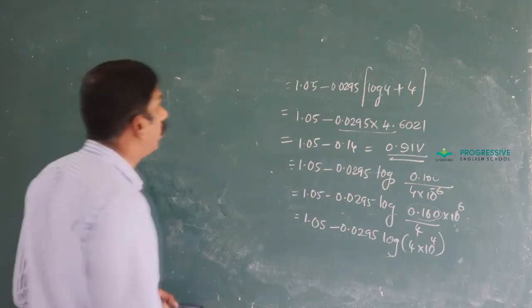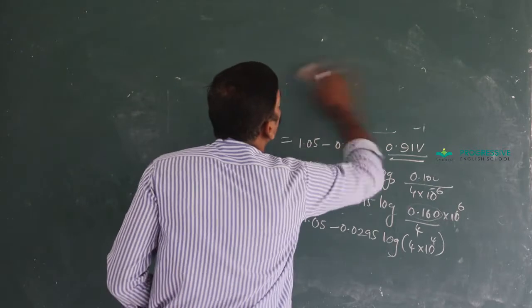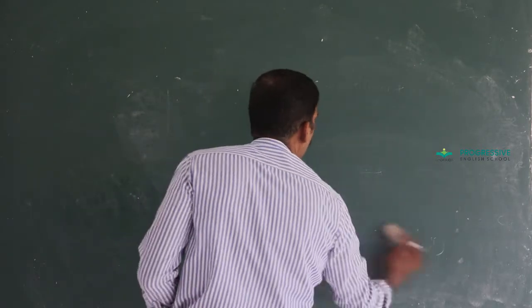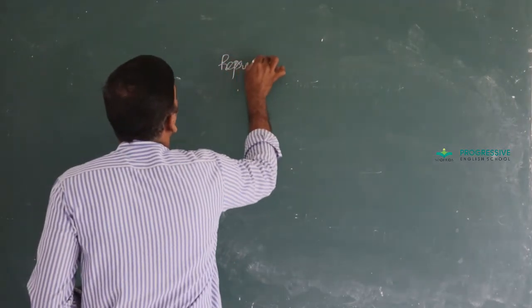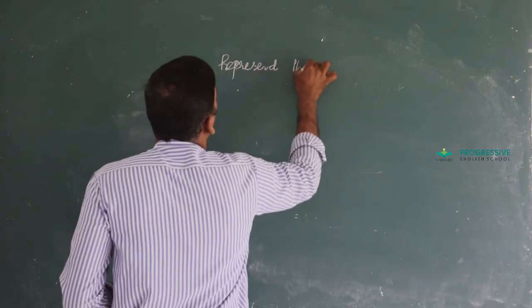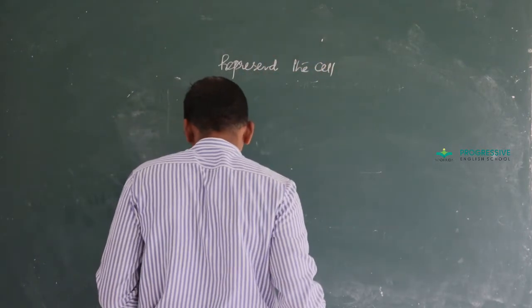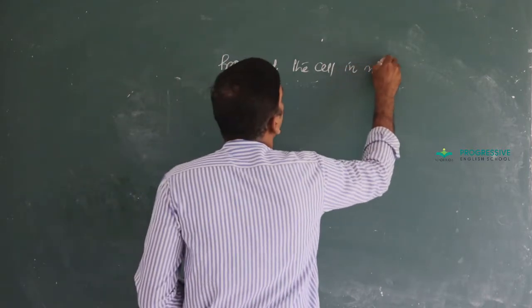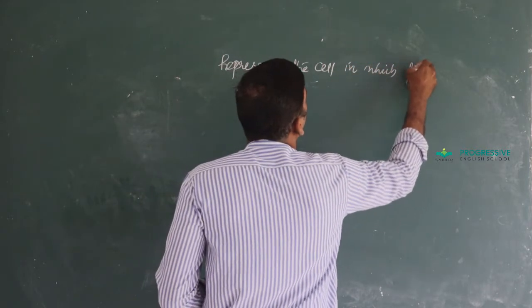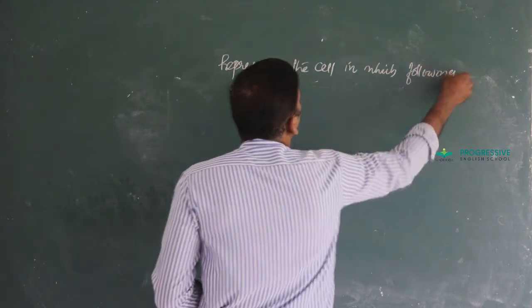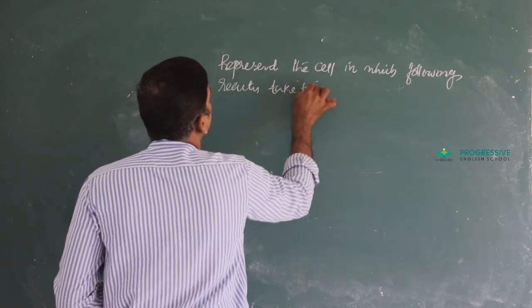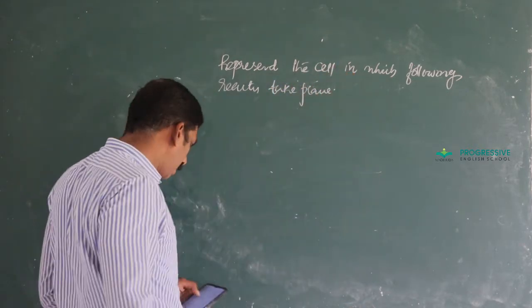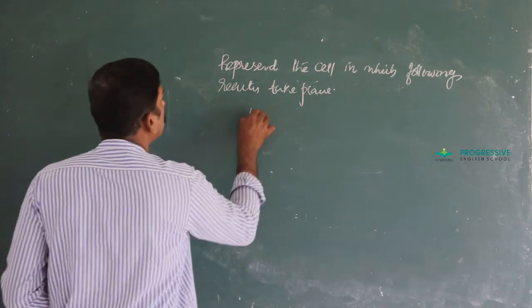And also take one more question to find out the E0 value of the cell. That is, represent the cell. Next question: represent the cell in which the following reaction takes place.